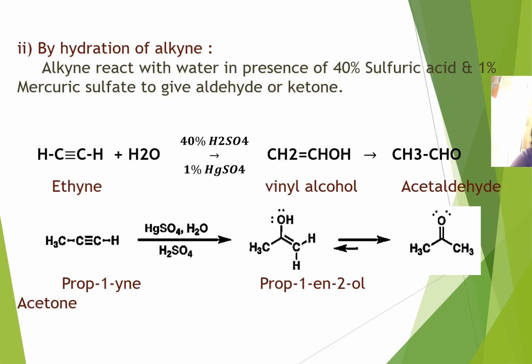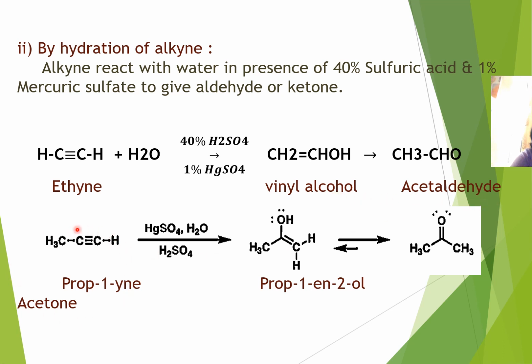Hydration of alkynes. So alkyne when reacted with water in the presence of 40% sulfuric acid and 1% mercuric sulfate gives you aldehyde or ketone. So ethyne when reacted with water, H and OH get added here. So you get CH2=CHOH, that is vinyl alcohol. Then there is keto-enol tautomerism: the H that is there on the oxygen gets shifted to the carbon on this side and you get CH3CHO. So this is keto-enol tautomerism, and you get acetaldehyde as a product.